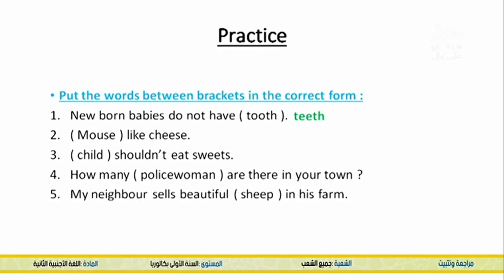Yes, exactly. Now here, how many police women are there in your town? Do we say women? No. How many police women? Women. Police women. And number five, my neighbor sells beautiful sheep in his farm. Of course, sheep does not change, so it is sheep.